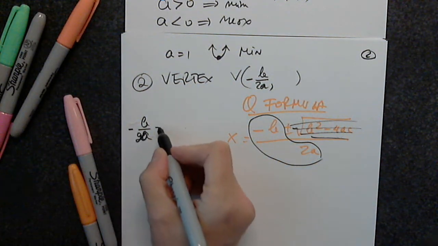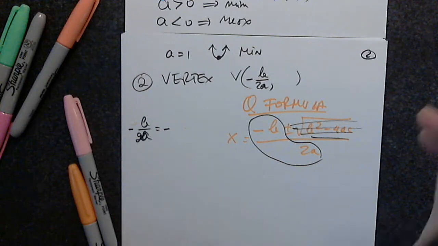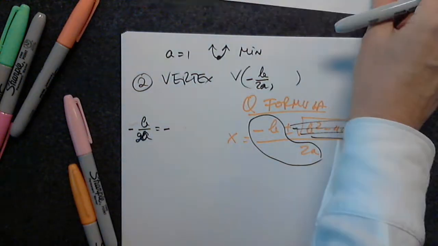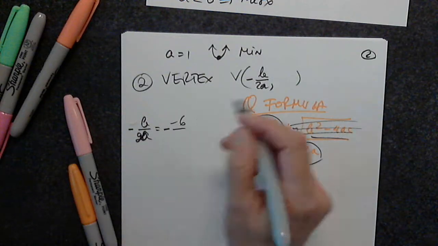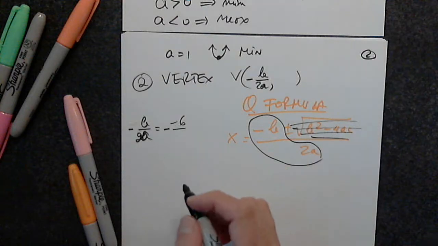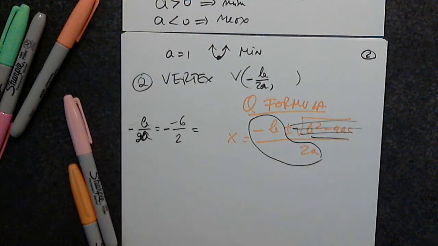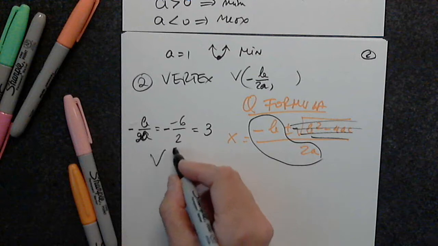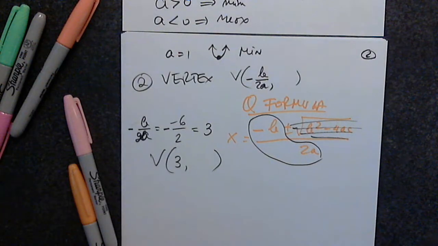Okay, so negative. What is b in our situation? Any questions? What is b? Negative 6, very good. And how much is 2 times a? Very good. 2 times 1, which is a, which is 2. Good. So then the answer is? Very good. So the vertex has the x coordinate 3.